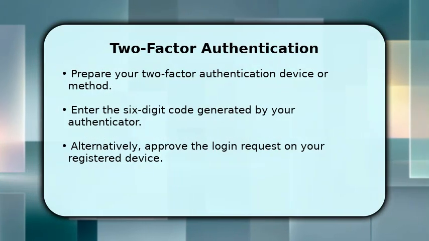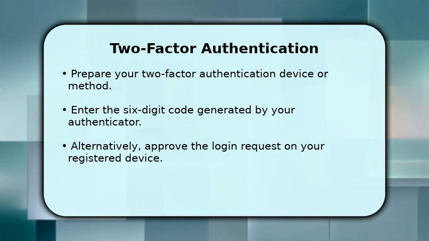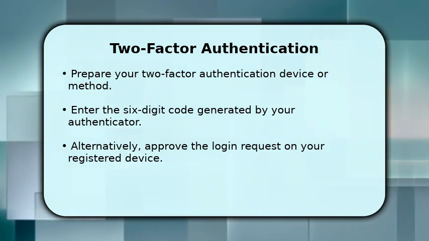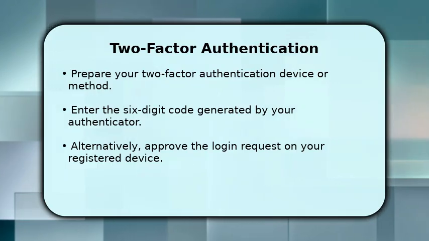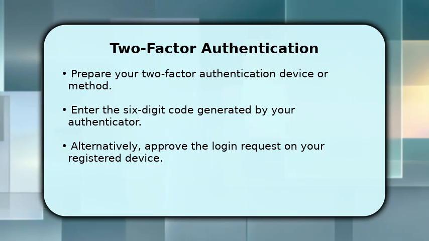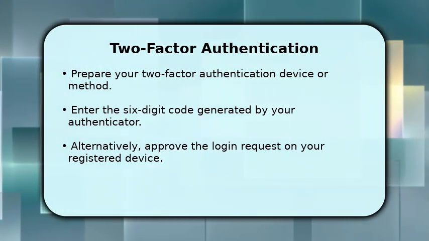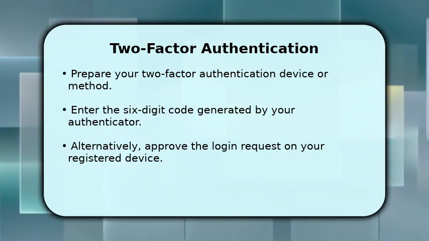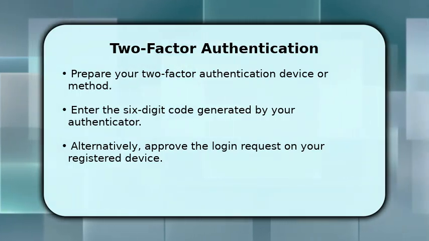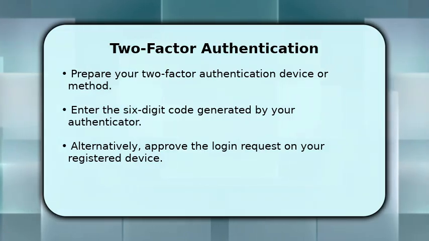After entering your username and password, the app will prompt you for two-factor authentication. This is a crucial security step. You'll either need to enter a 6-digit code from your IBKR mobile authenticator or a separate authentication app. Alternatively, if you have push notifications enabled, you might simply approve the login request directly on your registered device. This extra layer keeps your account secure.